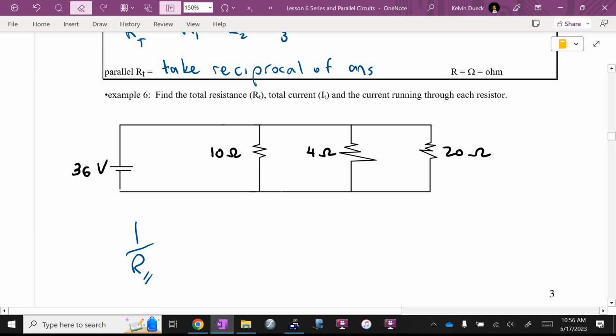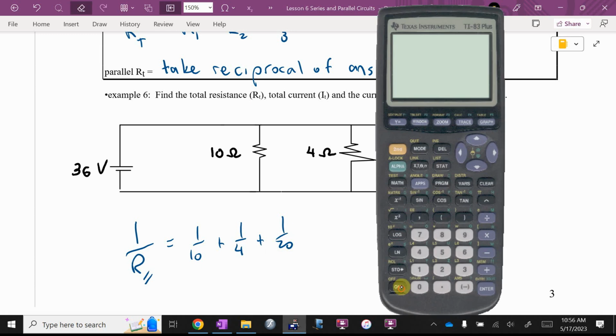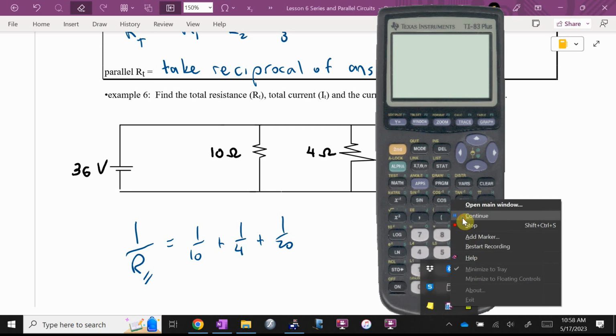1 over R parallel is what we're going to find. Aryan, that's going to be 1 over 10 plus 1 over 5 plus 1 over 20. Write that. But then don't go to your calculator yet. Once you've written that down, get your calculator out. All of you have a reciprocal button. It's a little x to the negative 1 usually, although it might be a 1 over x button. All of you right now, I'm going to pause the video, you need to find that button on your calculator.